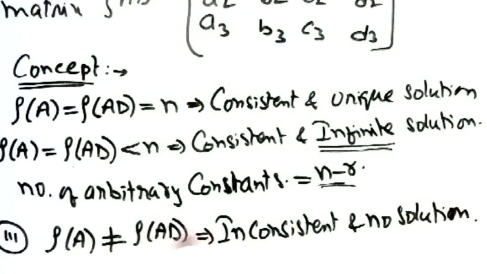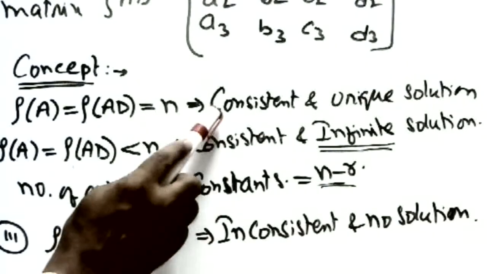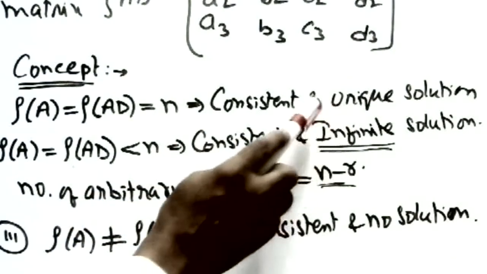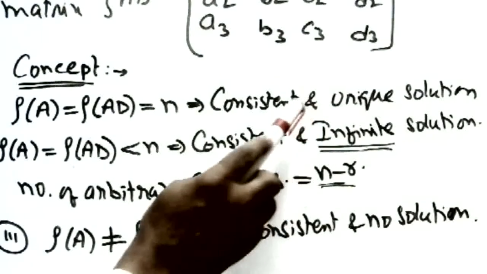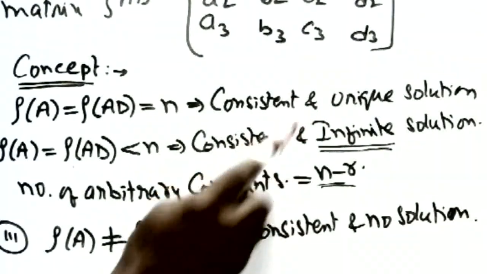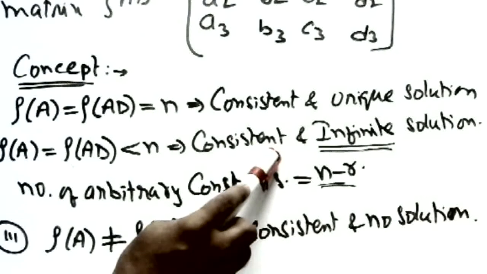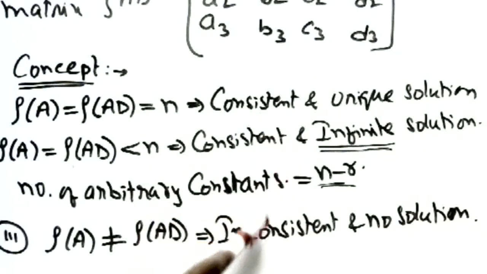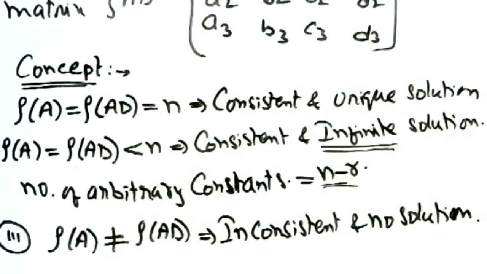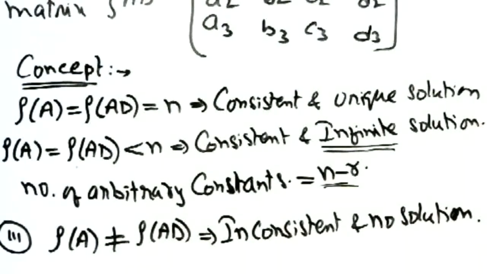Lastly, if the rank of A is not equal to the rank of AD, then we say the system of equations is inconsistent. Inconsistent means they do not have any solutions. Consistent with a unique solution means x, y, z will have only one solution. Infinite solutions means we will get many solutions for x, y, z. Whereas inconsistent means no solution.